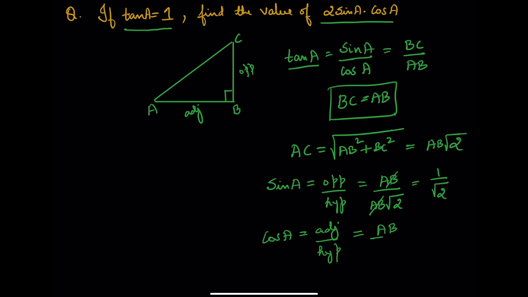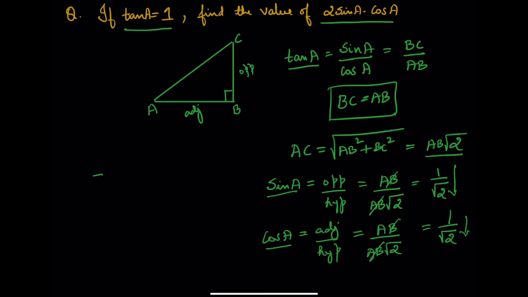So AB divided by AB by square root of 2, because the hypotenuse is AC and we found the value of AC to be AB square root of 2. So AB cancels out again and this will be 1 by square root of 2. So what we understand here is sine A and cos A both are equal, which is 1 by square root of 2. Now the question is to find 2 times sine A cos A.